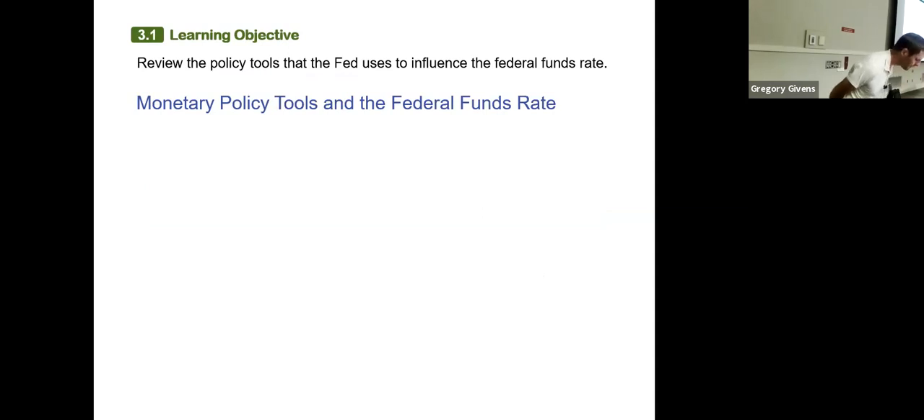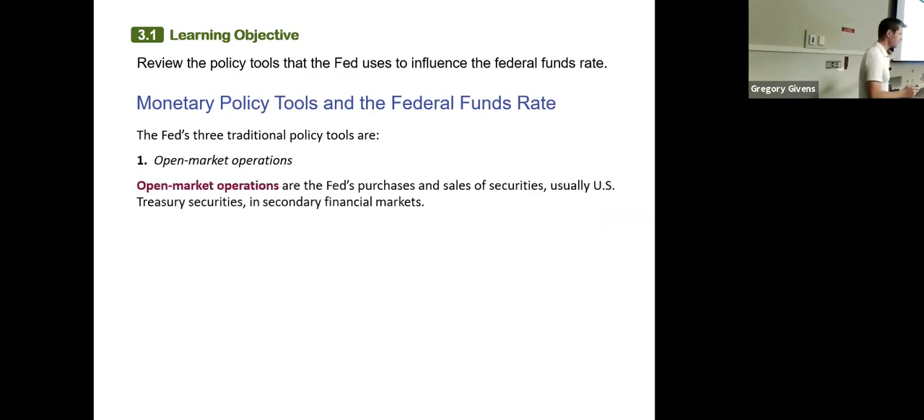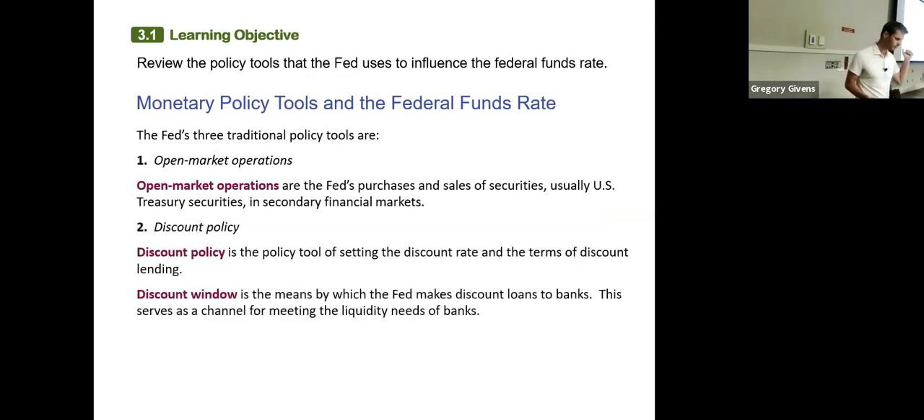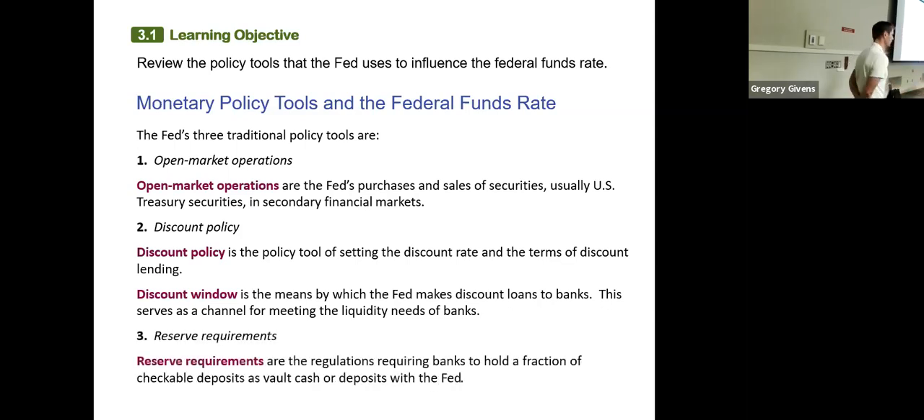Before the financial crisis of 2007 to 2009, really, the Fed relied on just three types of policy tools. One of those tools you're already familiar with, that's called open market operations. A second tool was discount policy. We've also talked about that to some extent. And the third is reserve requirements, which incidentally have changed in just recent months.